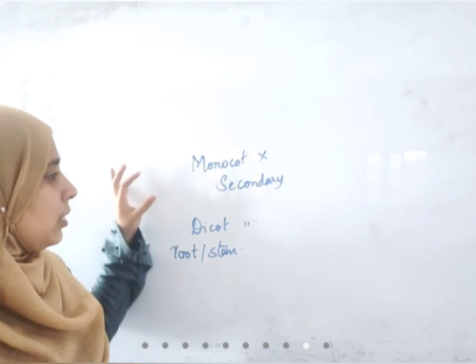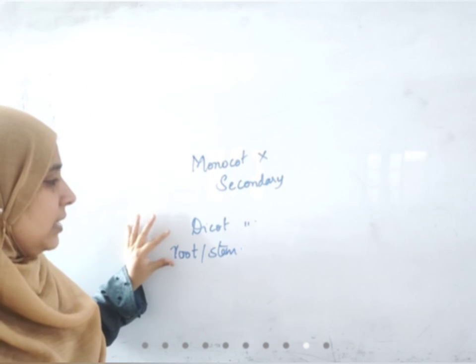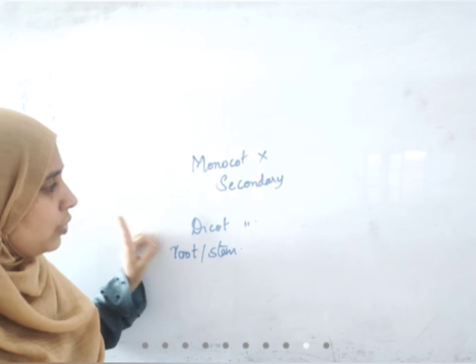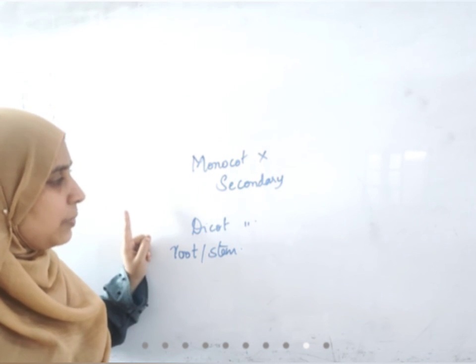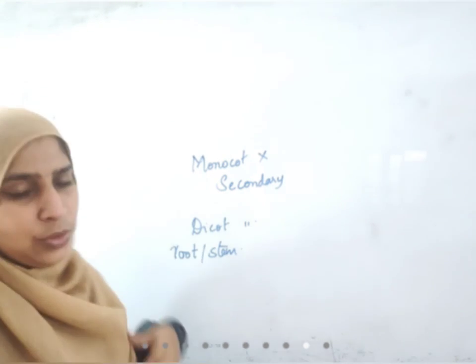Monocot plants do not have secondary growth. Dicot plants have secondary growth. Dicot stem and root, both of them have secondary growth. But in monocot plants, because of the absence of cambium tissue, there is no secondary growth. Okay, children.